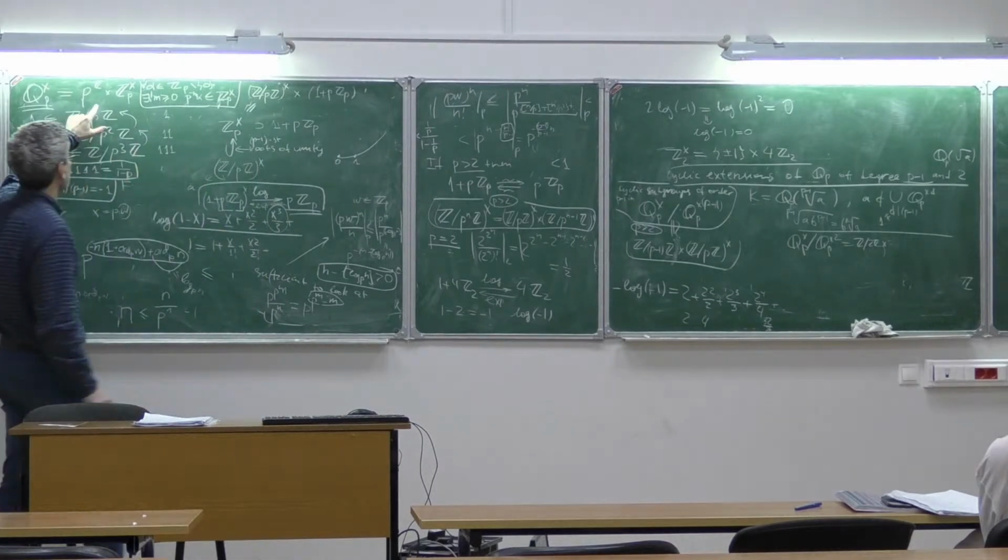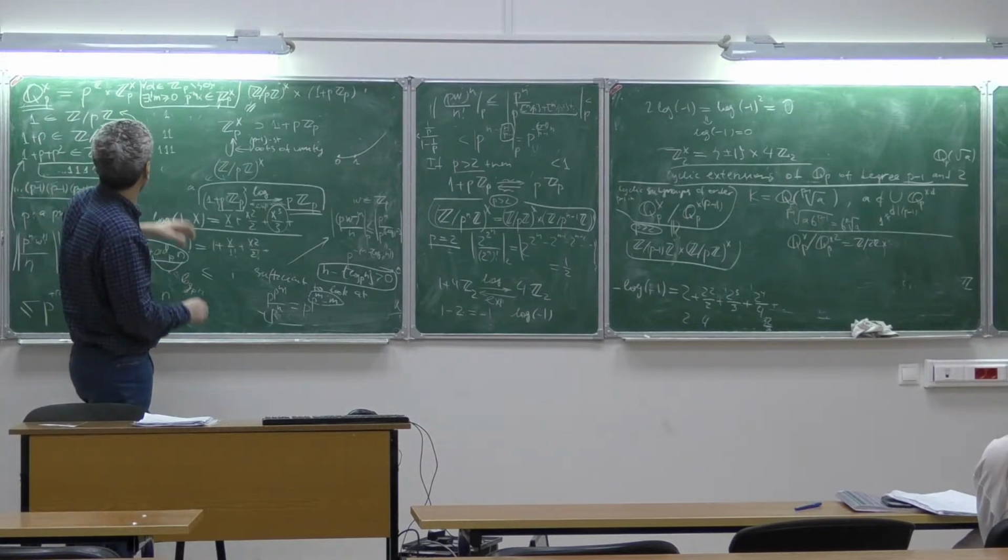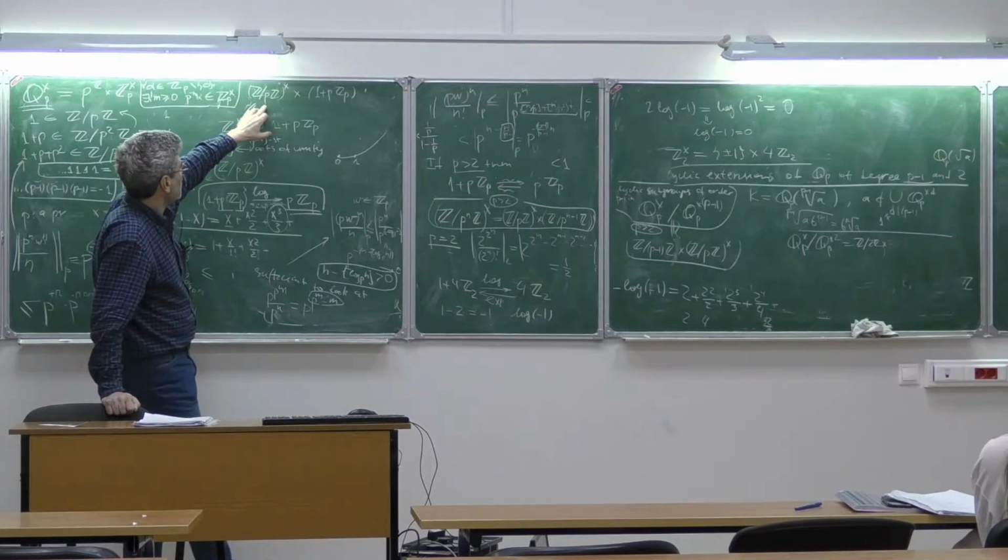So you say that the first factor is Z mod 2, and the second, when we assume that p is odd, what will we get?